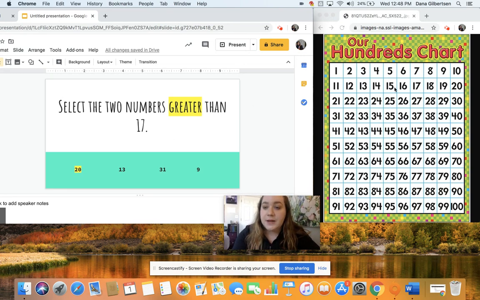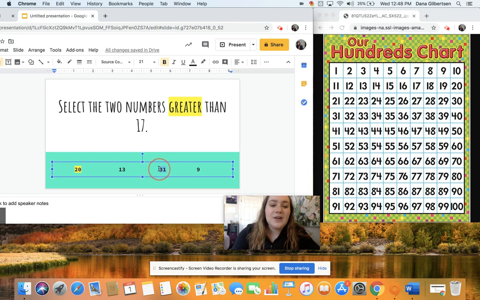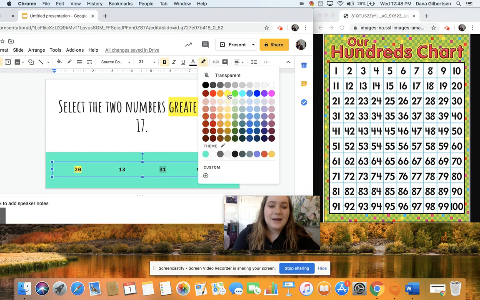So now the next one is 31. We need to know if 31 is greater than 17. So I'm looking at that number 17 on my hundreds chart. Now find the number 31 and point to it. Good, right here. Is the number 31 greater than or less than 17? It's greater than because it's bigger. So I know I can go ahead and pick that as one of my answers.